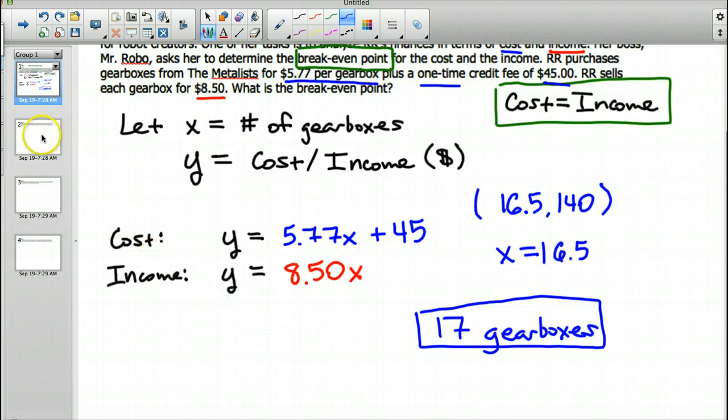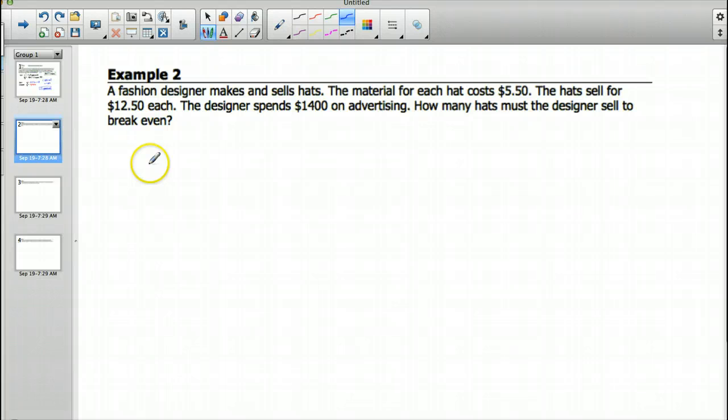Okay, let's look at the next one. This is going to be another break-even problem. It says a fashion designer makes and sells hats. The material for the hats costs $5.50 and the hats sell for $12.50 each. The designer spends $1,400 on advertising. We want to know how many hats must the designer sell to break even.